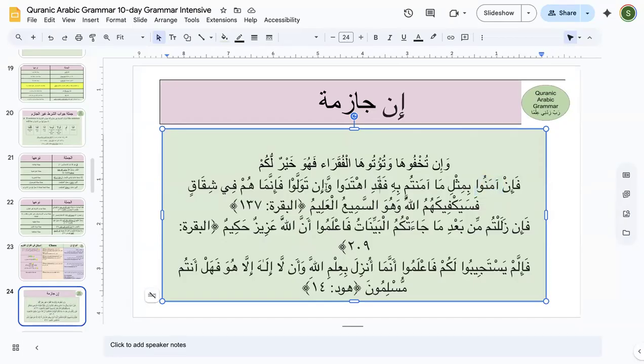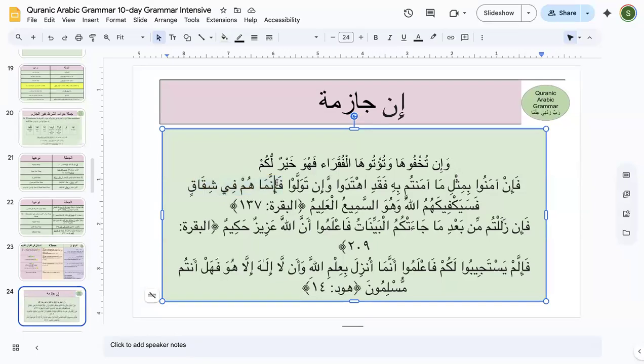And the jawab, if it is beginning with "qad ihtadaw", if I ask you the status of this jawab, now that you have adawatu shart jazima, your condition was adawatu shart jazima, and you have fa in the beginning, fa rabita in the beginning, it is going to be fi mahalli jazm. And then there is another one: "in tawallaw", then if they turn away, "fa innama hum fi shiqaq", then they indeed are in dissension, right?